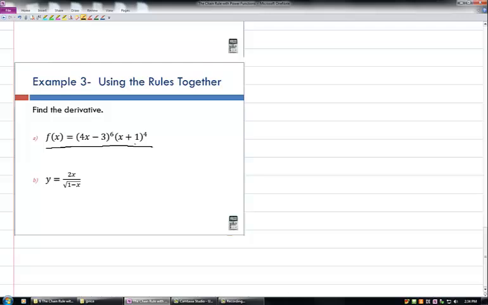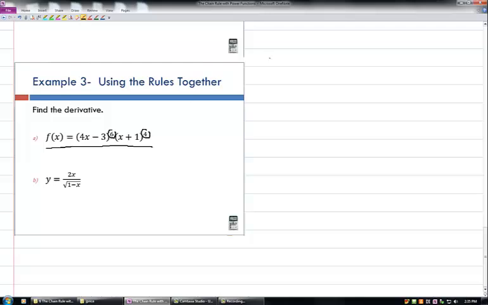If you look at the first example here, what you're going to notice is that you're going to have to use a chain rule because you have this to the 6th power, and this is the 4th power. And you're also going to have to take a product rule because you're actually multiplying. You'll say times, so 4x minus 3 to the 6th times x plus 1 to the 4th. So there's going to be a product rule involved here.